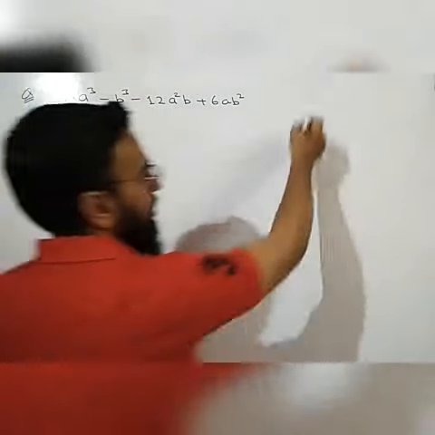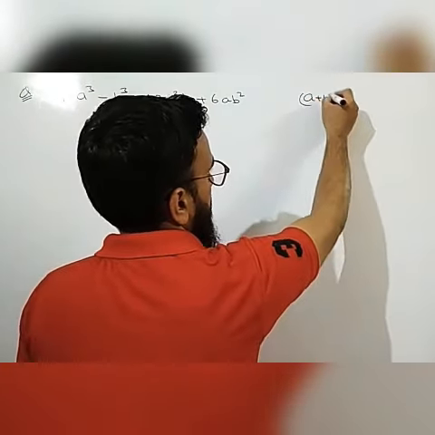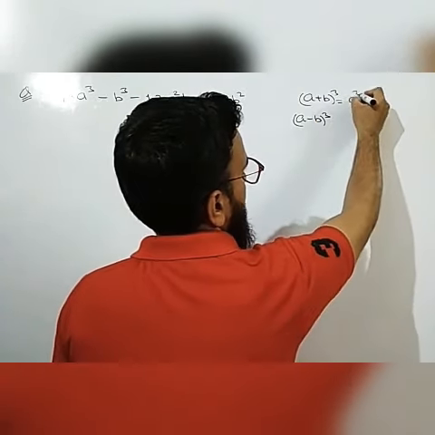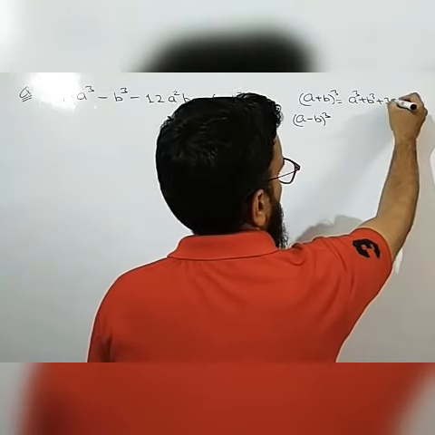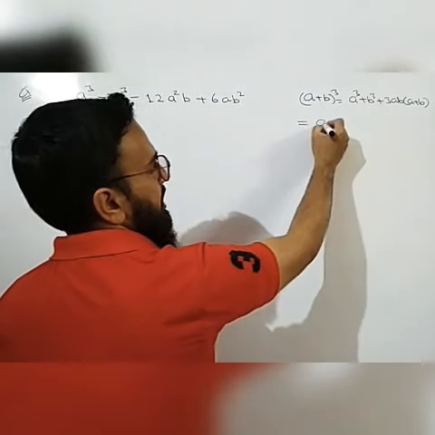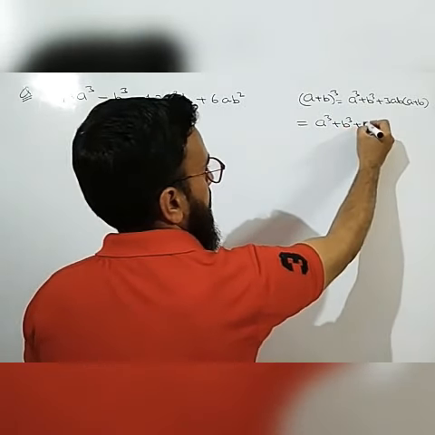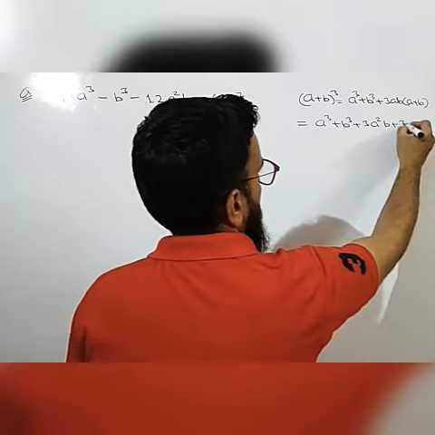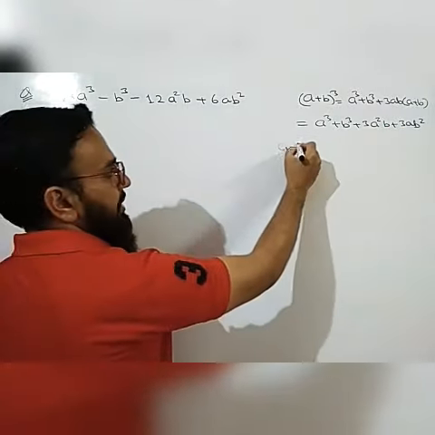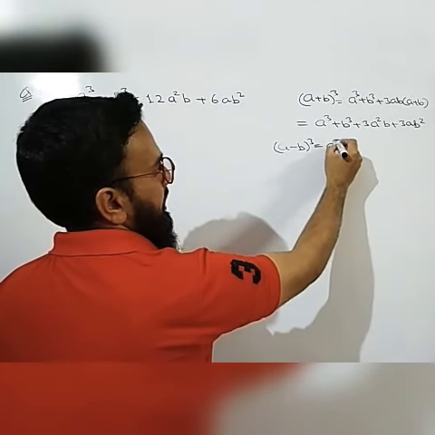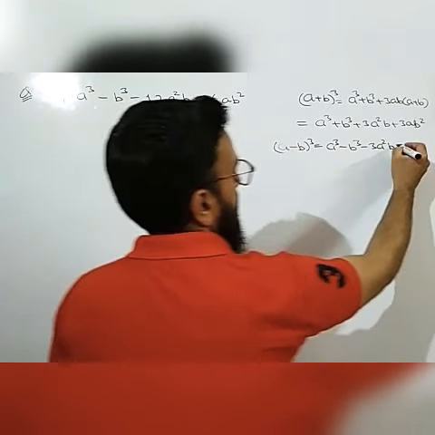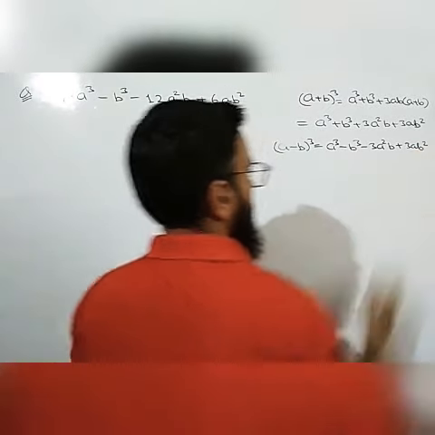And what is the formula of a plus b whole cube or a minus b whole cube? In both the formulas it is a cube plus b cube plus 3ab, and in bracket it is a plus b. If we further expand this term, it will be a cube plus b cube plus 3a square b plus 3ab square. Similarly, in the formula of a minus b whole cube, it will be a cube minus b cube minus 3a square b plus 3ab square.